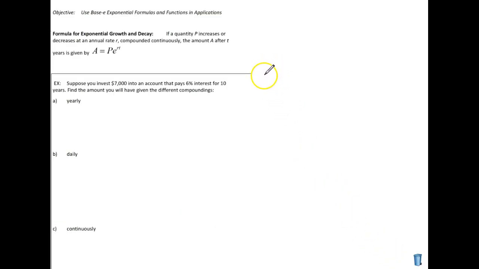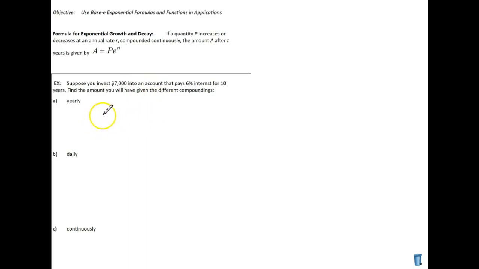So then when do we actually use this? Well, exponential growth and decay are modeled using the natural base e. So if a quantity p increases or decreases at an annual rate r, compounded continuously, then we have this exponential function here that represents this after t years. So previously we talked about compounding in different time frames. So we talked about yearly compounding, or monthly compounding, or weekly compounding, even daily compounding. But now we're going to talk about compounding continuously.